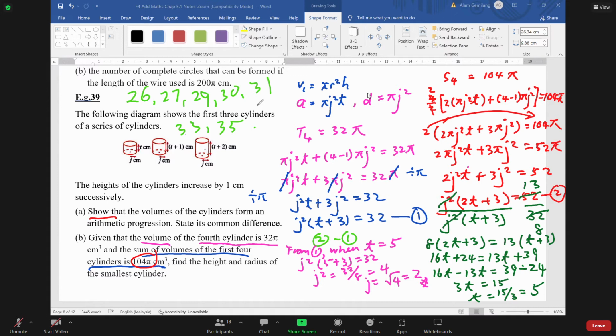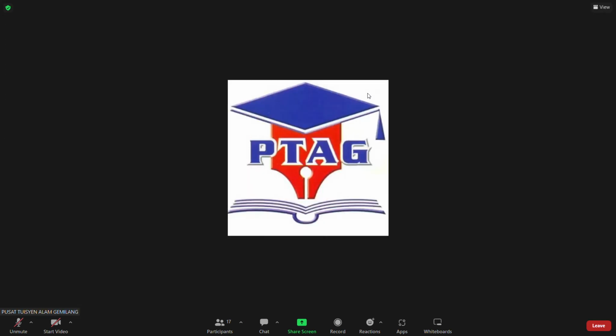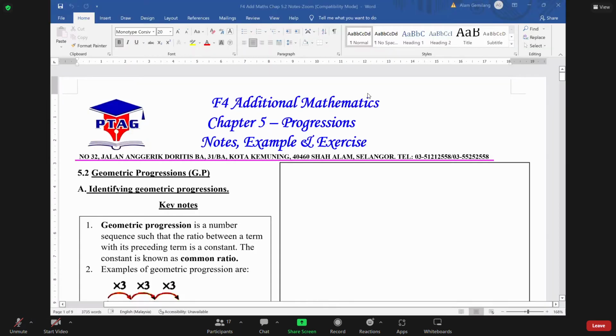Done up to now? So far it's only arithmetic progression, no? So we are going to learn geometric progression, right? Okay, geometric progression. So continue with geometric progression. So clear so far, at least up to 5.1? Any question or not? Any question for 5.1 or not? Any question you want to ask? Got question or not?